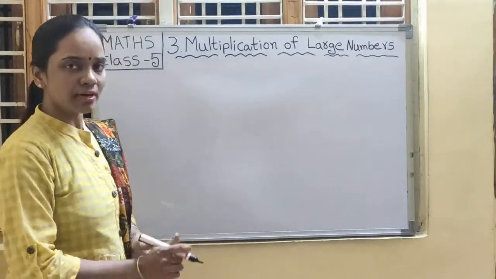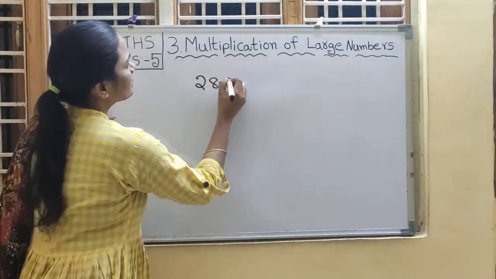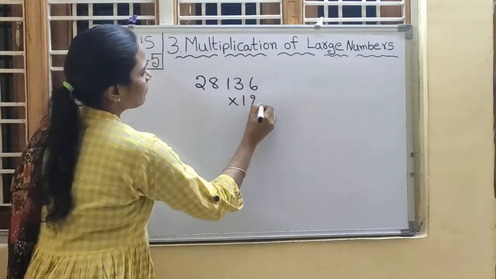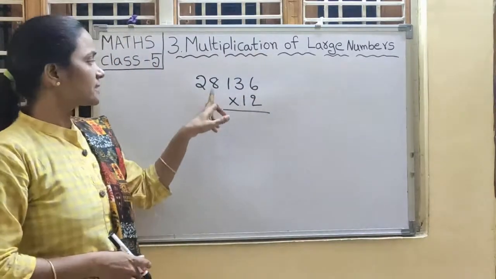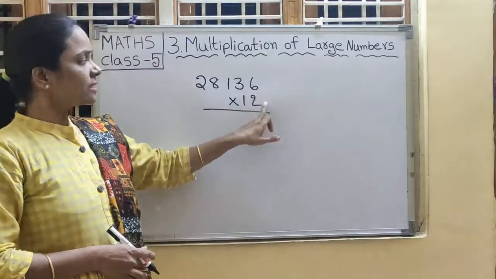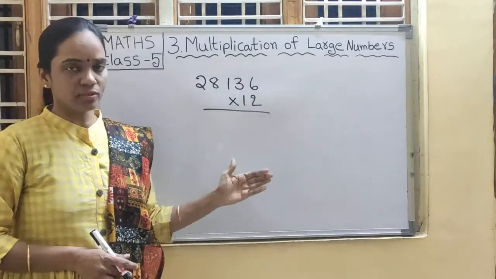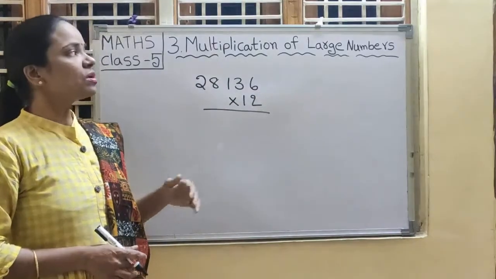Look at the board, everyone. 28,136 into 12. I am going to take one multiplication here. This is a 5-digit number, so this should be multiplied by a 2-digit number. So it is nothing but our standard multiplication. Using our normal standard method, I am going to do the multiplication now.